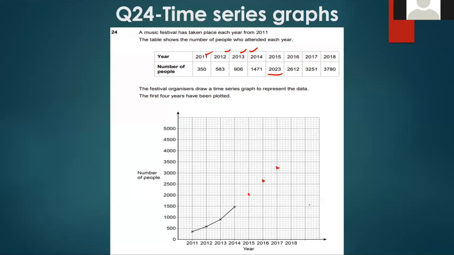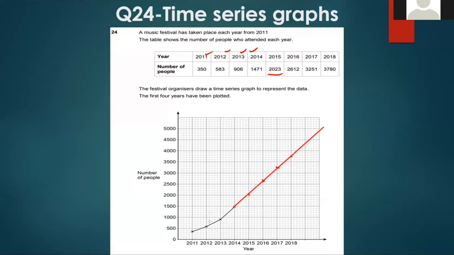And then 2018 is 3,778. Well, 3,500 there, and that's 3,700, and then it's going to be quite high from the 3,700, nearly 3,800, so just about there. And then I need to draw a line to complete the graph. So I'm drawing my line, continuing on like that, so I get this line that goes up.